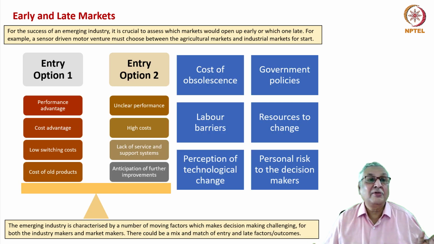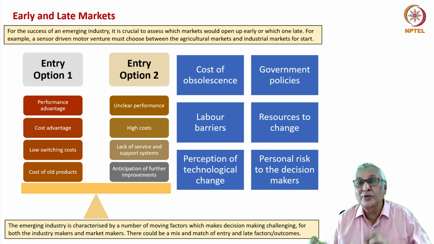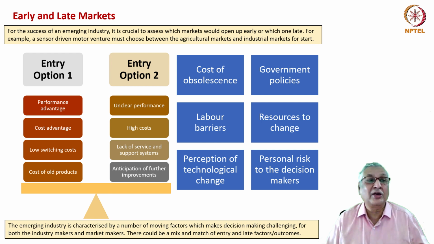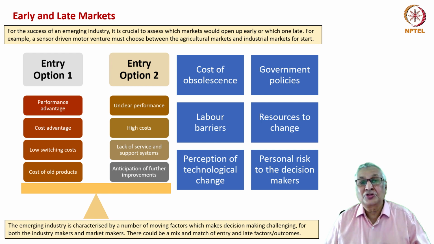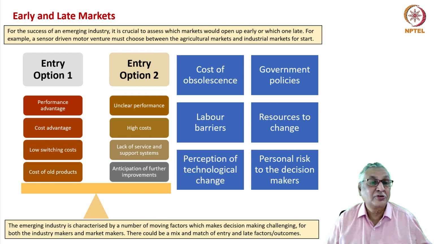Then there are early and late markets. For the success of an emerging industry, it is crucial to assess which markets would open up early or which one would open up late. For example, a sensor-driven motor venture must choose between the agricultural markets and industrial markets for a start. Let's say you take one option. You may have performance advantage, you may have cost advantage, you may have low switching costs, you can have cost of old products as a countervailing thing.